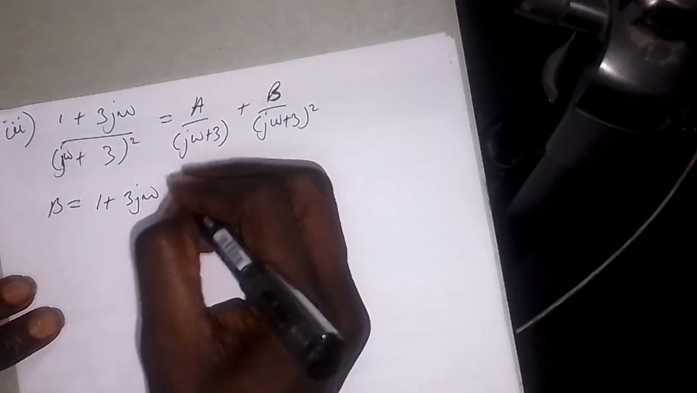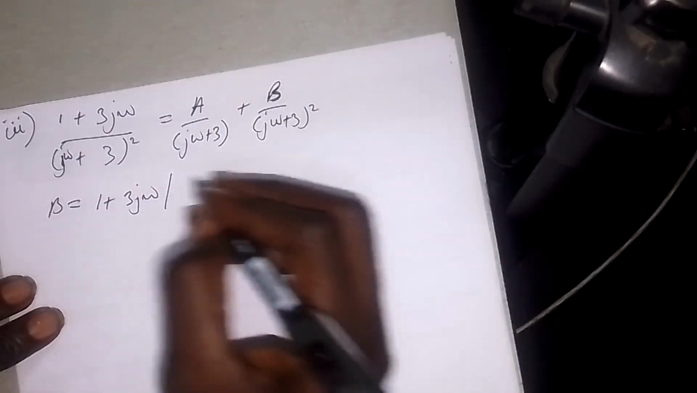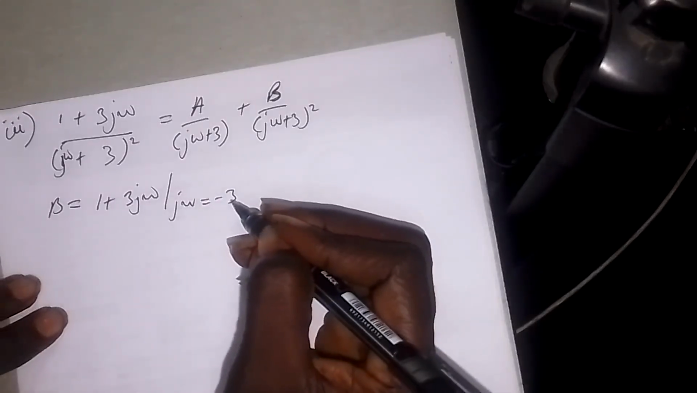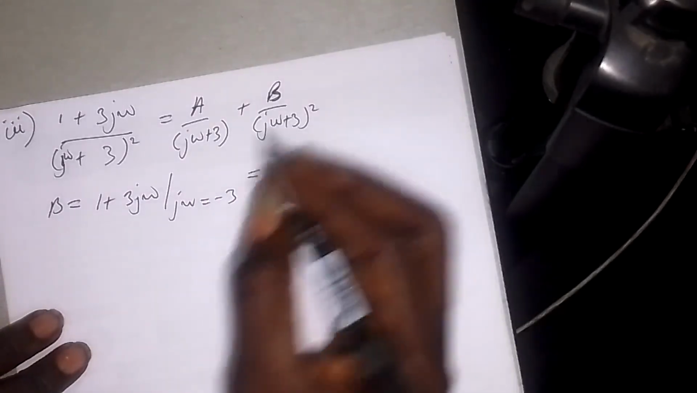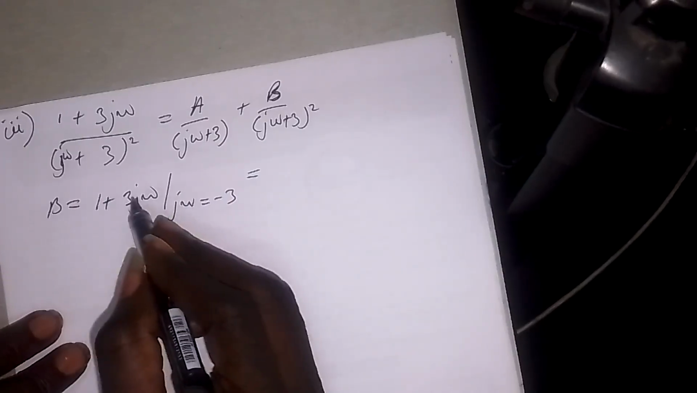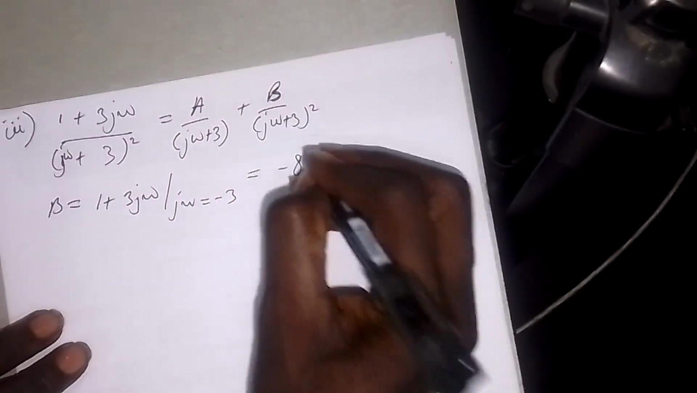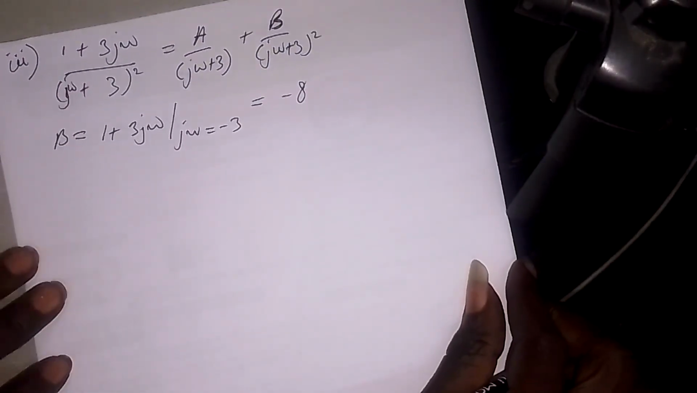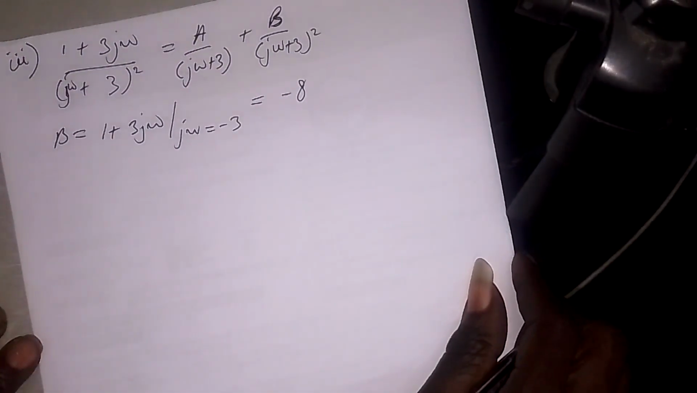Okay, and here I'll use the denominator here. So j omega here is equal to minus 3. Okay, so if I put minus 3 here, it will be minus 9 plus 1, minus 8. So that is for B. Now let's see for A. Okay, so let's see for A also.